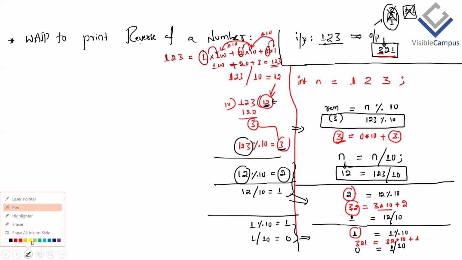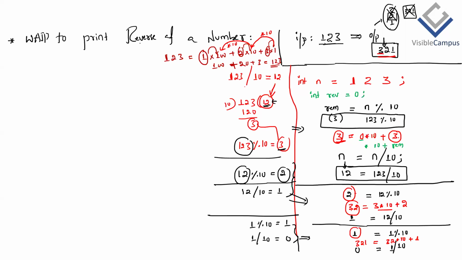Now programmatically, what is this 3? Remainder. Correct? Then plus, then 10 is common, no? So we can use 10 as it is. Correct or not? Then what is this 0? Do we have a 0 anywhere in our program? No. Then here I'll use some int reverse equals 0. I'm initializing that variable with value 0.